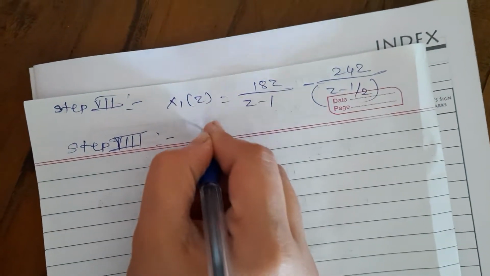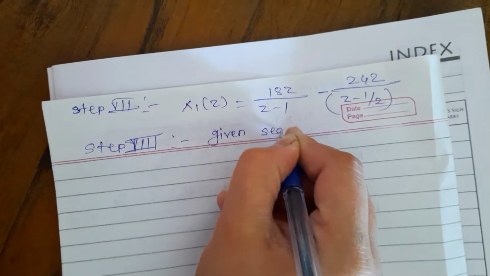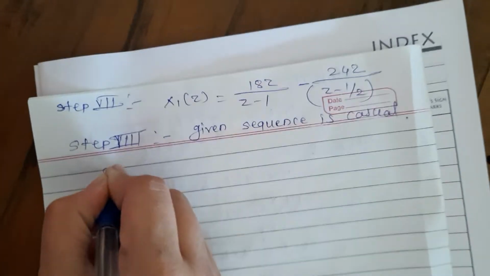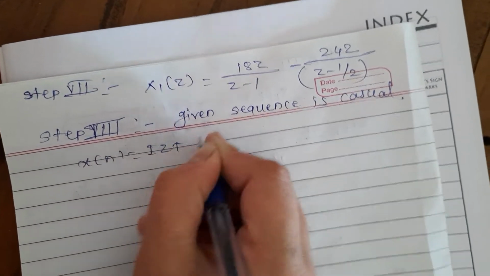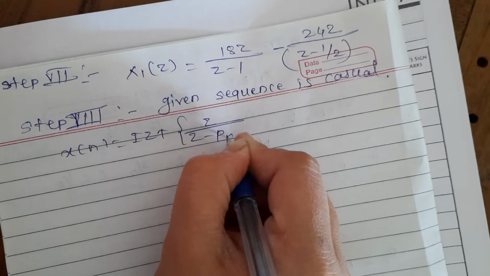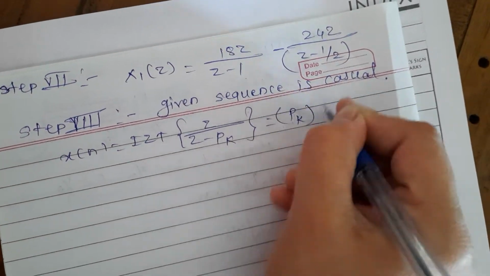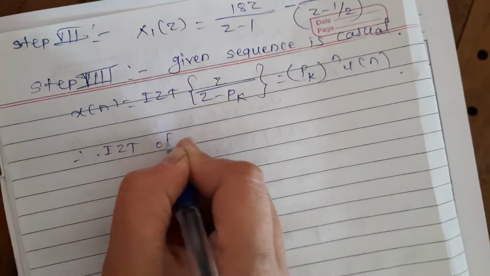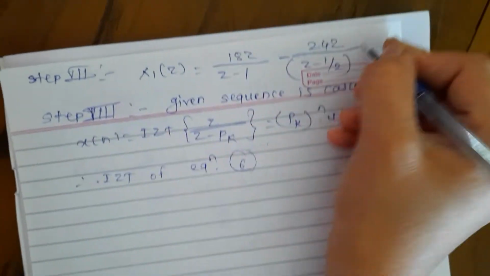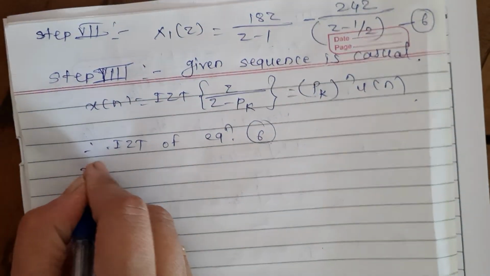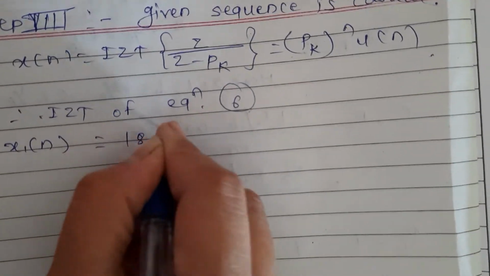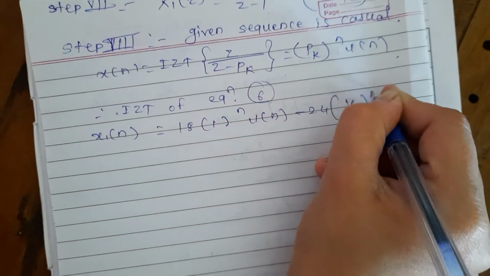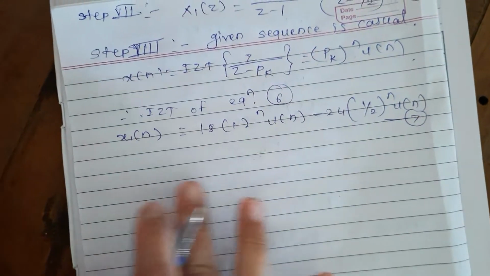Now the given sequence is causal. So x of n is equal to the inverse Z transform of z by z minus pk, and we can write this as pk raised to n u of n. So therefore the inverse Z transform of equation 6 is x1 of n is equal to 18 into 1 raised to n u of n minus 24 into half raised to n u of n. This is equation 7.